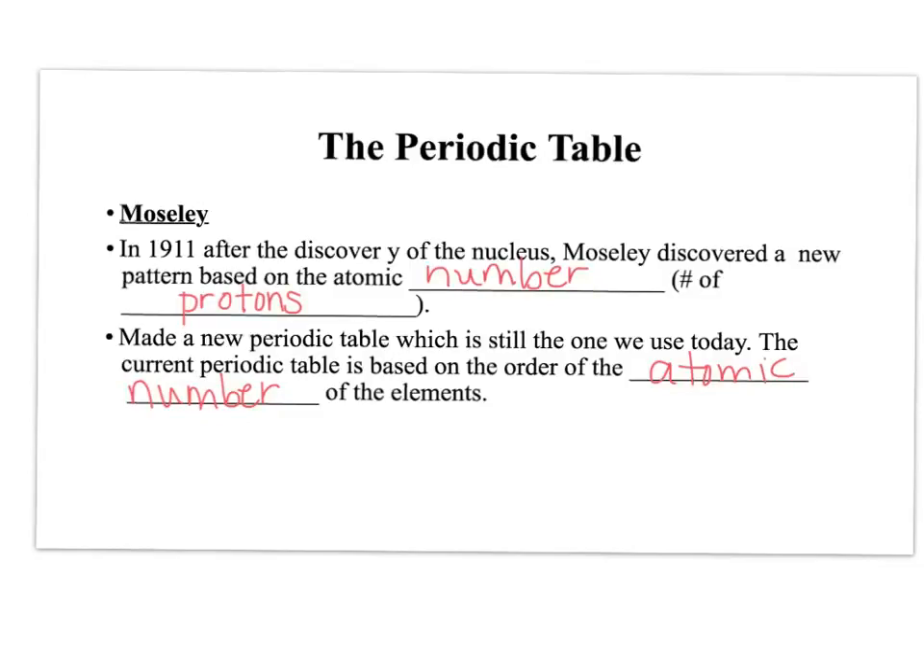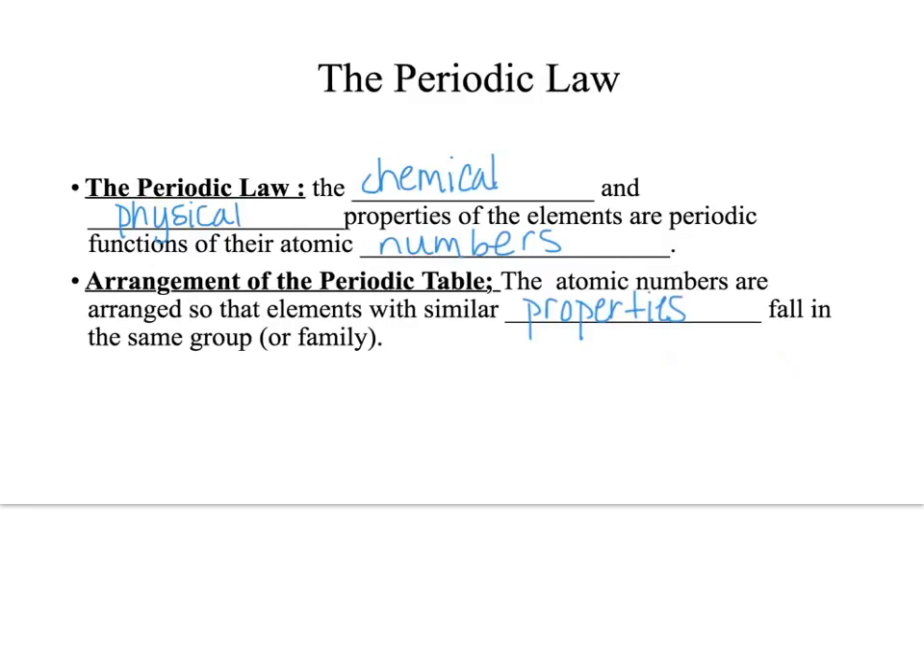A lot of times we'll ask, what was the original periodic table based on? And that would be atomic masses. And then the current or modern periodic table is based on atomic number. So that's a good thing to know for a test. So that brings us to the title of this unit, which is called the periodic law. And remember, anytime you see the word law in class, you know it's going to be on the test.